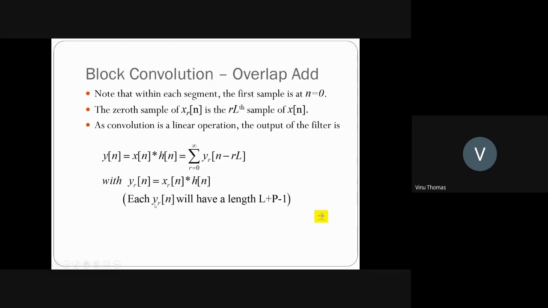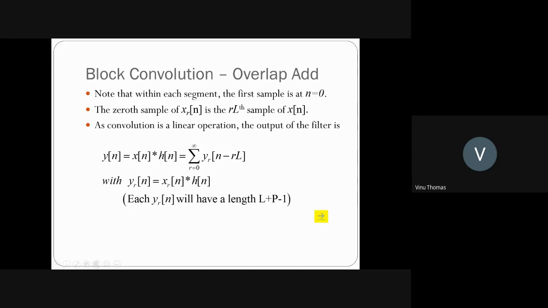So each y_r of n will have a length. What will be the length? What is the length of x_r of n? That is equal to L. What is the length of h of n? That is equal to P. So what is the length of y_r of n? That will be equal to L plus P minus 1. Therefore, each y_r of n will have a length of L plus P minus 1.